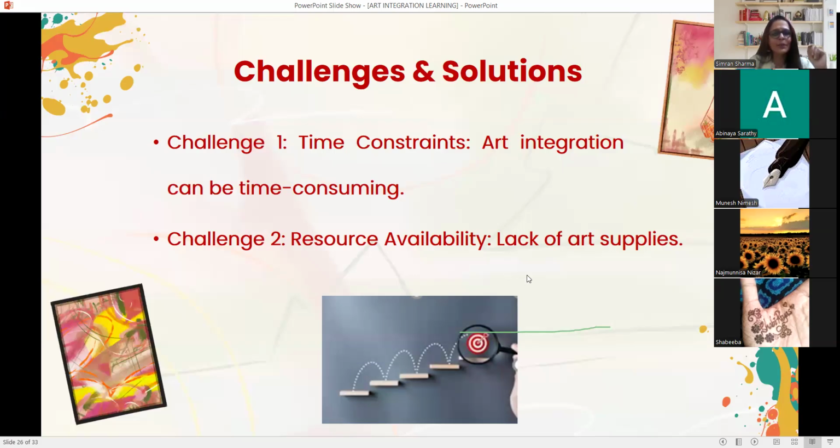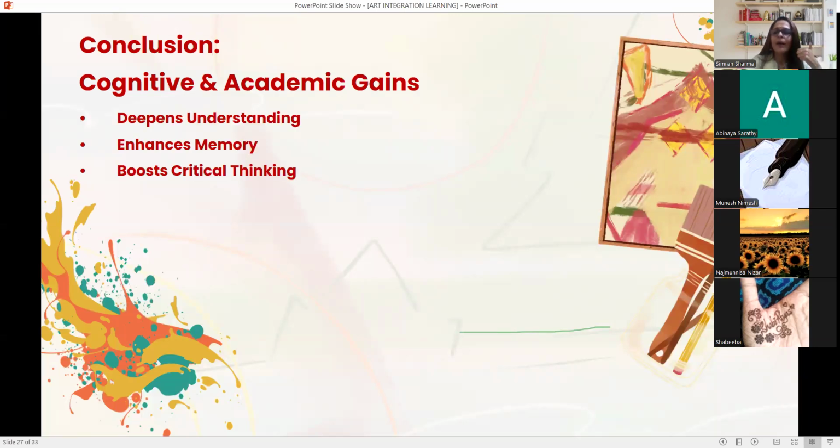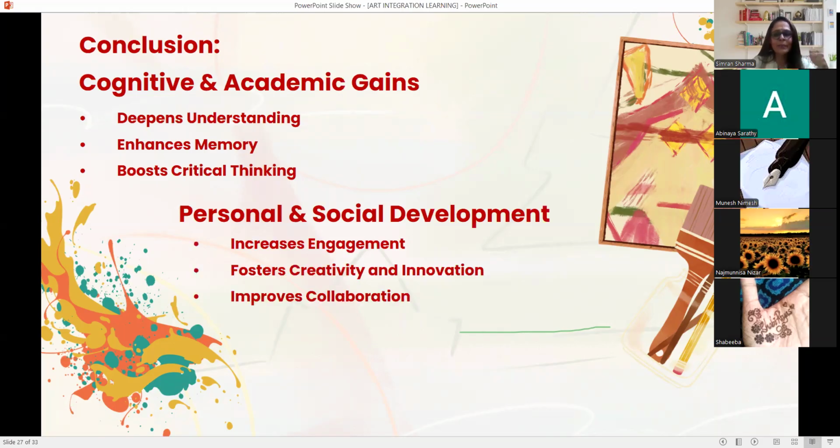Okay, so let's come to the conclusion. How does art integration help our students? One is attaining cognitive and academic gains. It deepens understanding of the subject or topic, enhances memory, and boosts critical thinking. Personally and socially, it increases engagement and their social skills improve. Emotionally, they become better persons when they have to deal with other students.